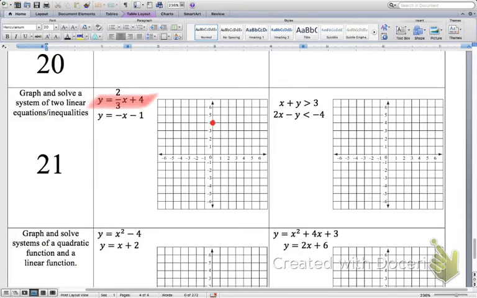4 is the y-intercept, so we can plot 4 on the y-axis. 2/3 is the slope, rise 2, run 3. Plot a couple more points, and we can connect them with a line.